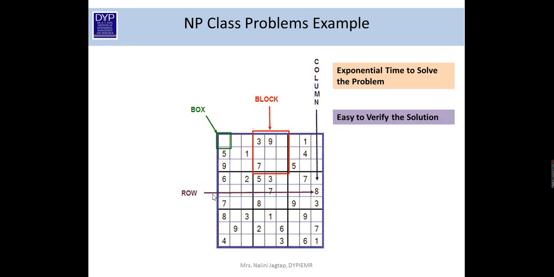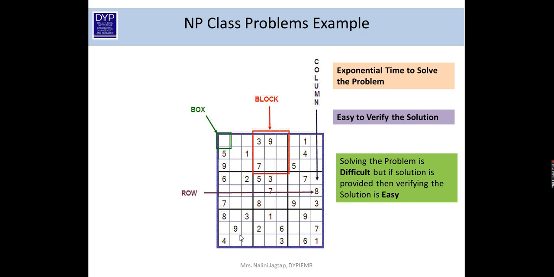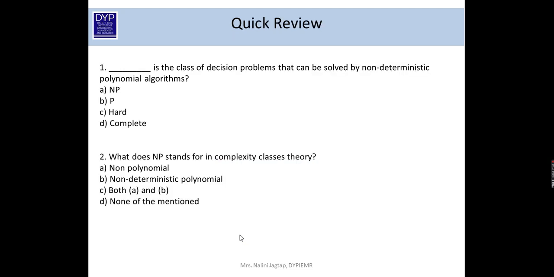But suppose we have a solution available. Say somebody has said this particular block is to be filled with a 5. This is the solution. Now that solution can be verified very easily. How to verify? That 5 should not be repeated in this block, in this row and in this column. So verifying a solution is an easy task, a polynomial time task. Solving the problem is difficult, but if the solution is provided, then verifying it is easy. This is how I have explained the NP class problem with an example.